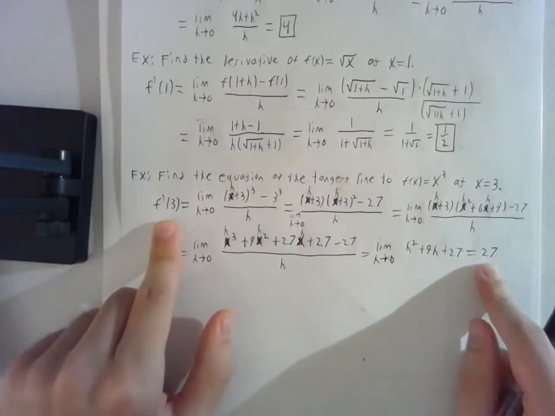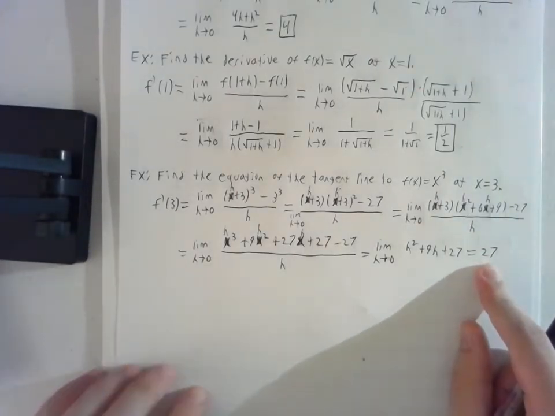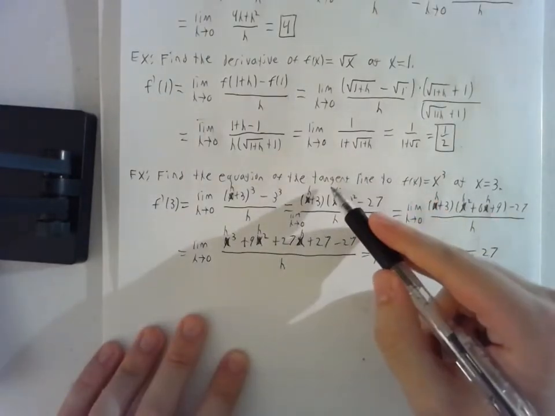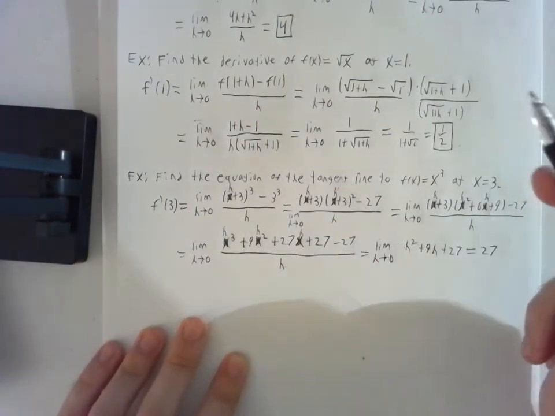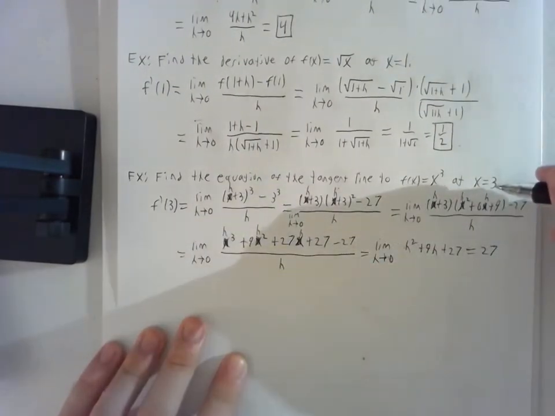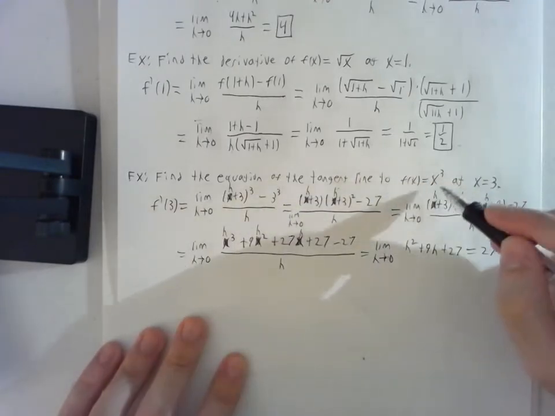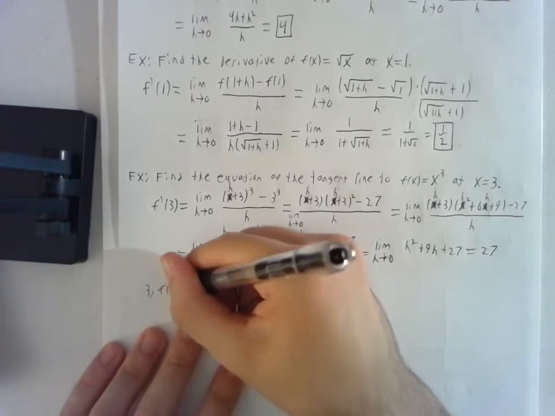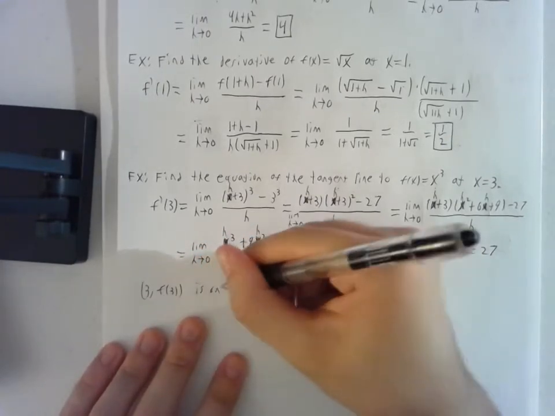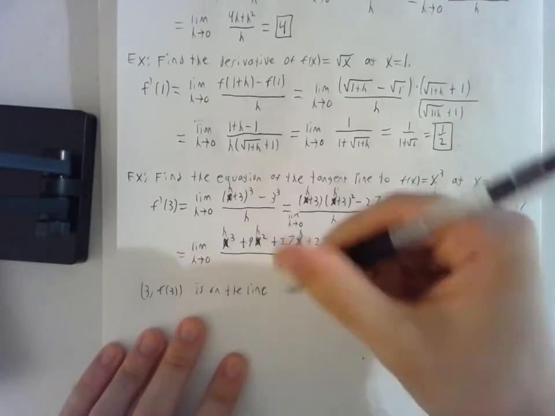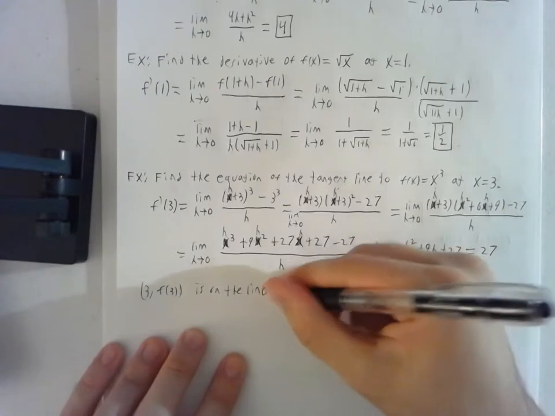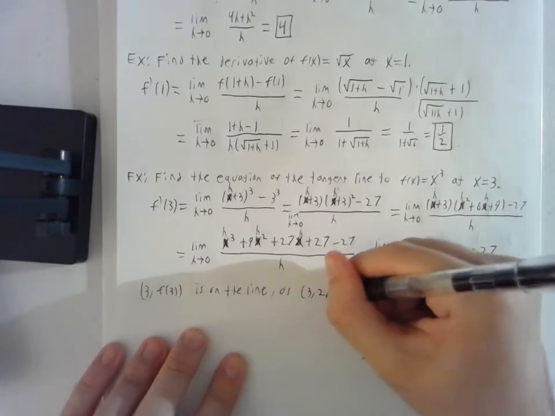Okay, but that's not all the information we need. In order to find the line, we need both the slope and at least one point on the line. So we know that when x equals 3, the tangent line will touch the graph. So we know that (3, f of 3) is on the line. And f of 3 is 3 cubed, which gives us 27. So this is our point on the line.